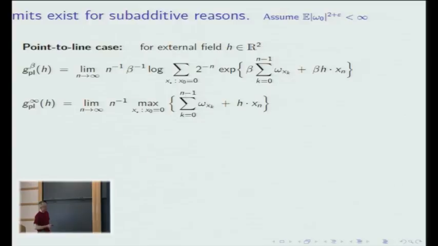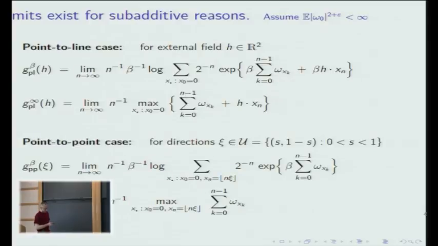And then there are the point-to-point counterparts, right? So now I have to fix a direction xi. So let's take it from this simplex here. And here, sum over all the paths that in n steps go to a point close to n xi. And then again, the same limiting idea. And here's the point-to-point directed percolation case. Again, go in direction n xi and take a limit. So this again is a perfectly nice deterministic function of xi. It's concave and continuous on this set of directions here.